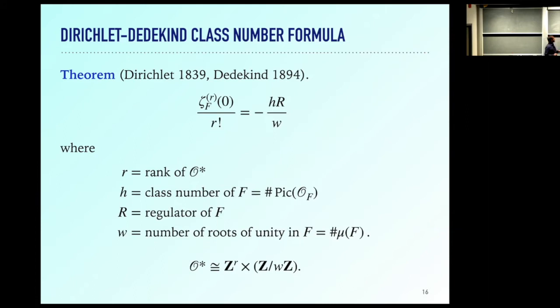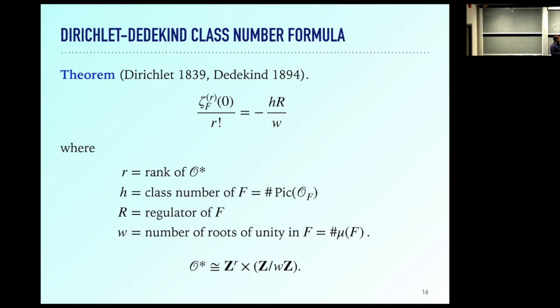Then if you take the derivative there at s equals 0, that's the leading term. If you normalize it in the usual way by dividing by r factorial, then the value turns out to be something that's easy to remember. It involves 3 fundamental, important algebraic invariants of this ring O. H is called the class number of F. This is the size of the Picard group of O_F. O_F is just O.